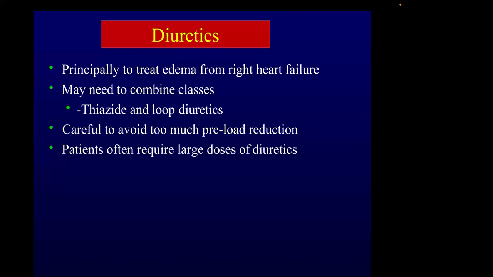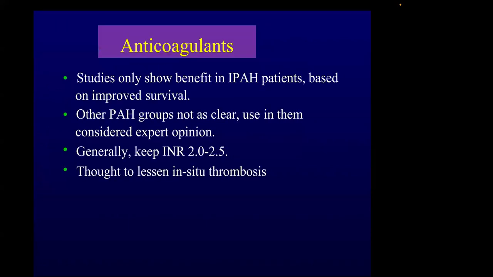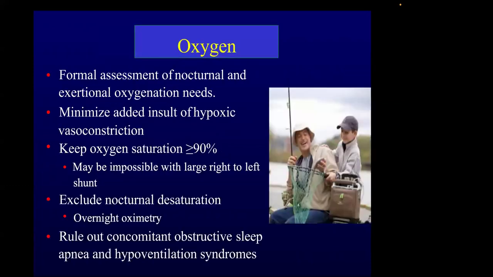Diuretics are principally used to treat the edema from right heart failure, and may need combined classes, thiazide and loop diuretics. Be careful to avoid too much preload reduction. Patients often require large doses of diuretics. Anticoagulant studies only show a benefit in idiopathic pulmonary arterial hypertension patients, based on improved survival. For other PH groups it is not as clear, so consider expert opinion. Generally keep INR 2 to 2.5, thought to lessen in situ thrombosis.